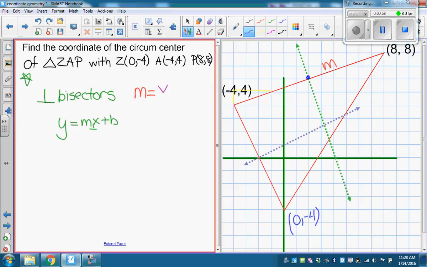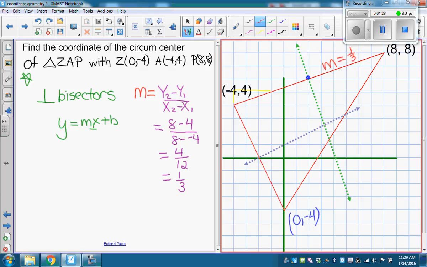Slope is the change in y over the change in x. So even though from that picture the slope is 1/3, we're really going to do 8 take away 4 over 8 take away -4. And this method would work even when your coordinates are not integers. So your slope's 1/3 for the red line, the triangle side.